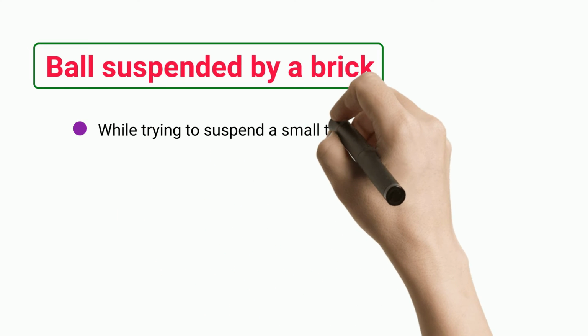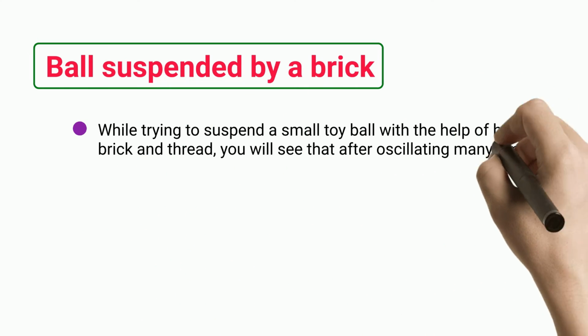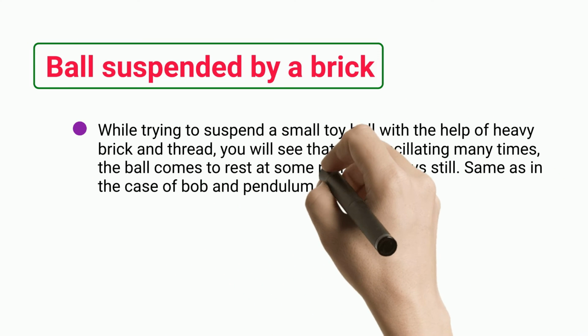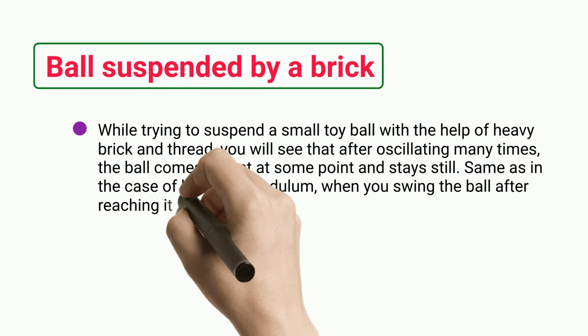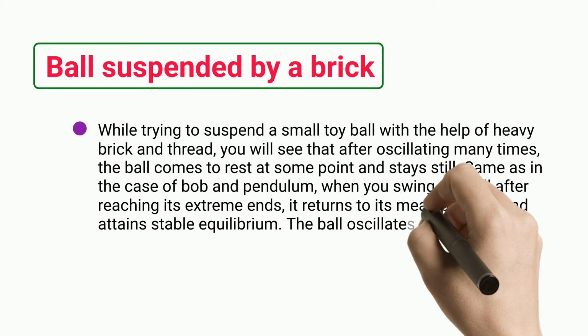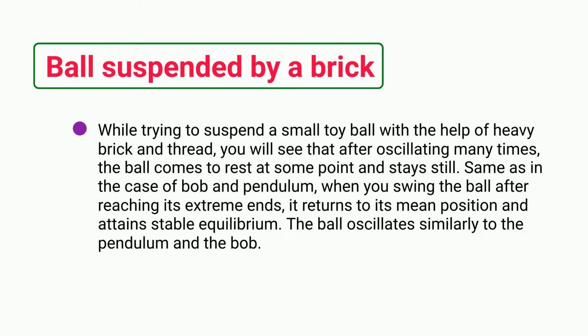While trying to suspend a small toy ball with the help of a heavy brick and thread, you will see that after oscillating many times, the ball comes to rest at some point and stays still. Same as in the case of a bob and pendulum, when you swing the ball, after reaching its extreme ends, it returns to its mean position and attains stable equilibrium. The ball oscillates similarly to the pendulum and the bob.